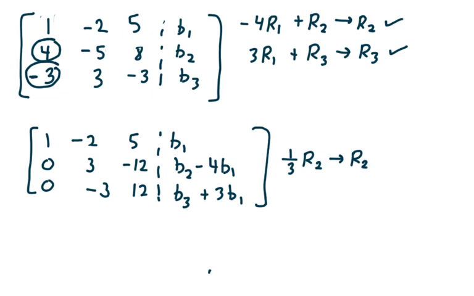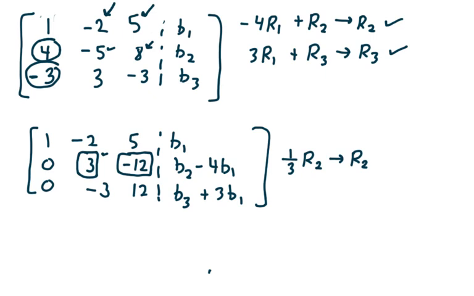Now, let's make sure we know how these entries are coming about. For example, how did I get 3? Well, I take negative 4 times negative 2, that's positive 8, and then I subtract 5, and that's what produced 3. To get negative 12, this entry over here, I took negative 4 times 5, and then I added 8, and then I got negative 12.